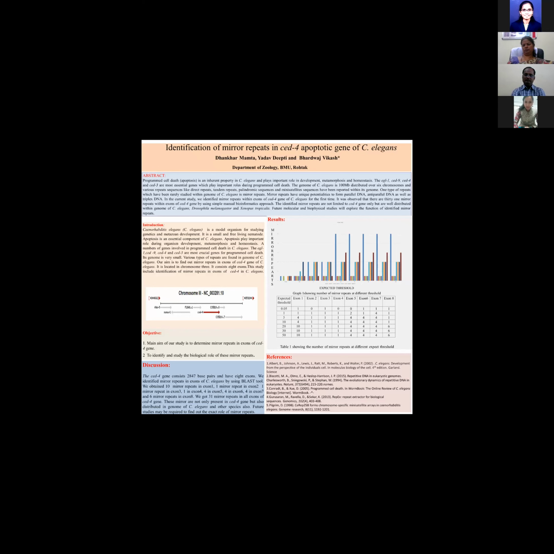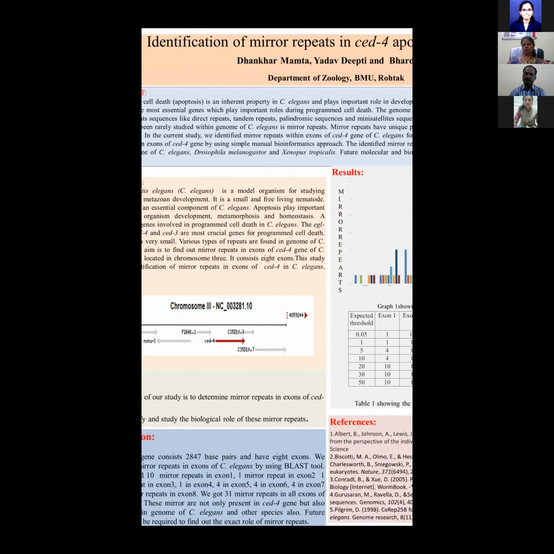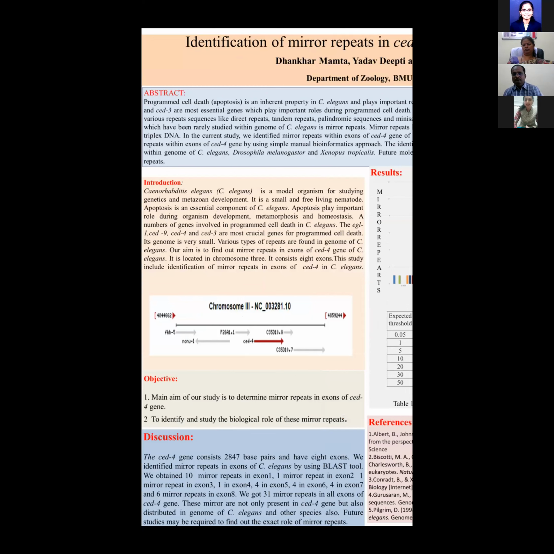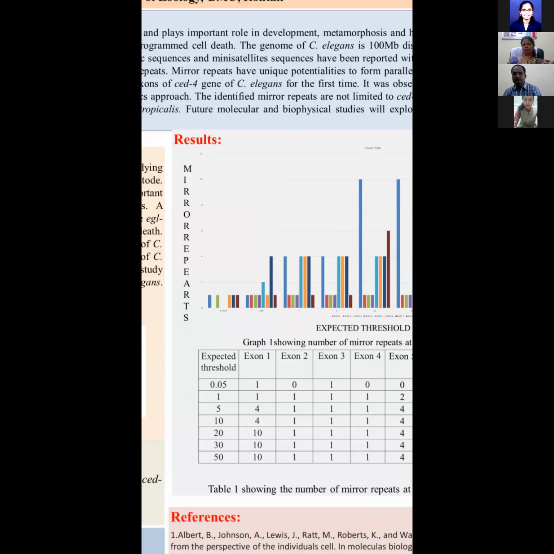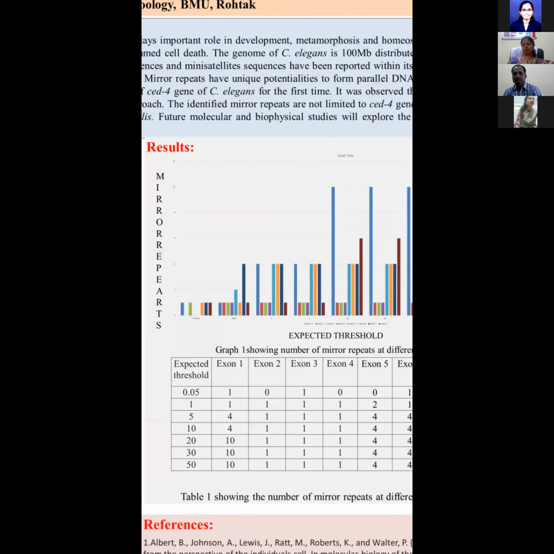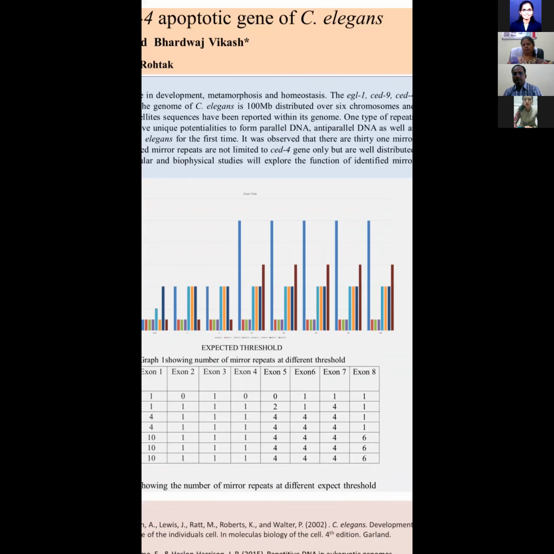CAD4 gene. This gene consists of 2,847 base pairs and it has 8 exons. And this is the location of the gene on chromosome number 3. So we use simple bioinformatic tools to find out the mirror repeats within all exons of the CAD4 gene. And this is the result, which shows the number of mirror repeats at different thresholds. We obtained 10 mirror repeats in exon 1, 1 mirror repeat in exons 2, 3, and 4, 4 mirror repeats in exons 5, 6, and 7, and 6 mirror repeats in exon 8. So in total, we got 31 mirror repeats in the exons of the CAD4 gene.